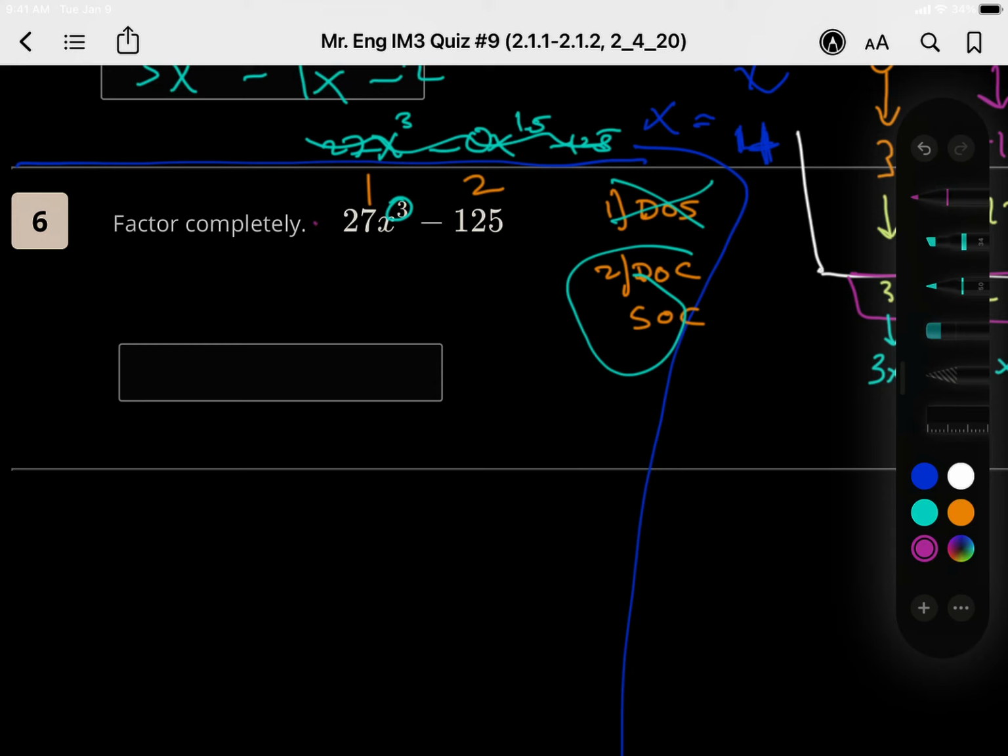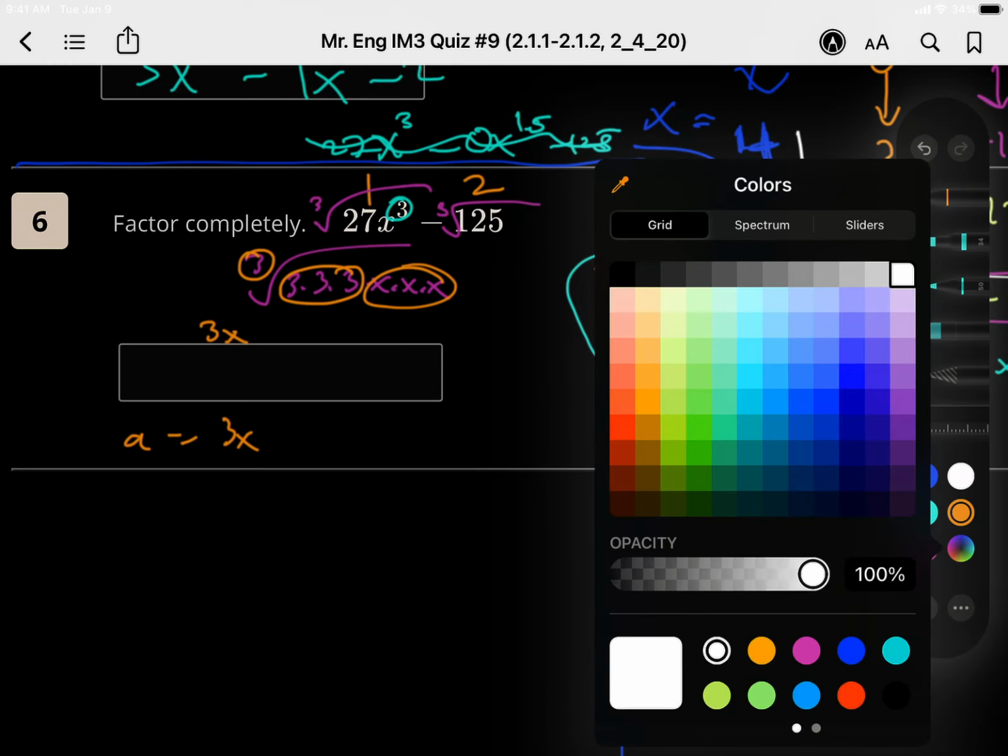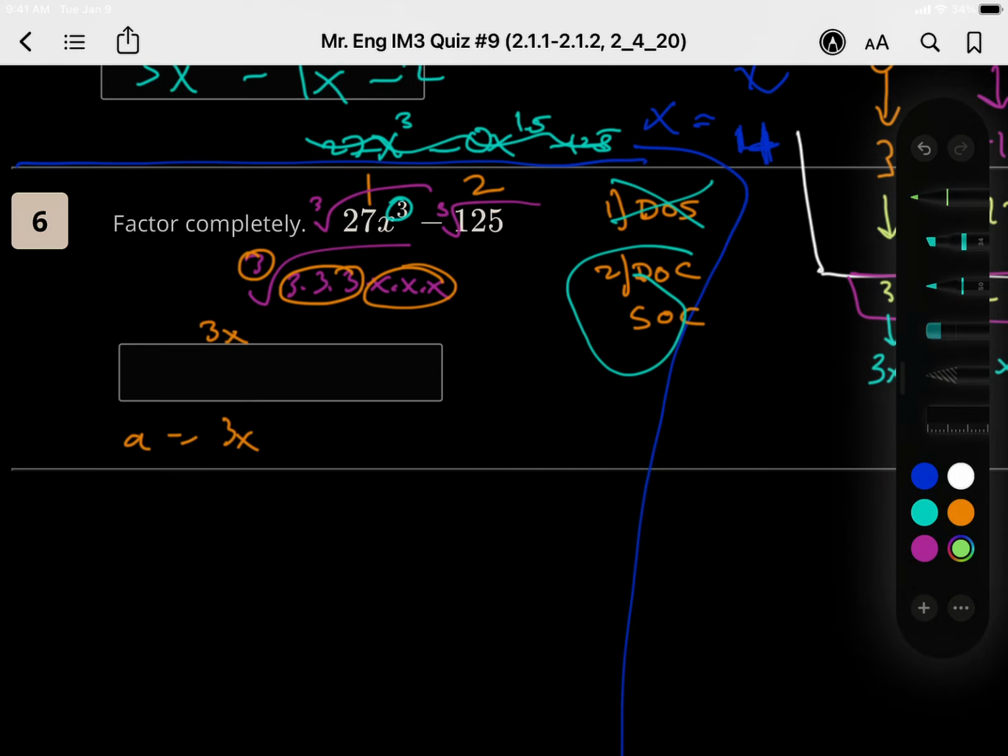So the cube root of 27 is 3 times 3 times 3, x times x times x. You need 3 of them, so that's 1, 2. So that means a is equal to 3x. And let's go ahead and do that for this one over here. So the cube root of 125 is 5 times 5 times 5. That is the 3 of them, so that would be b equals 5.